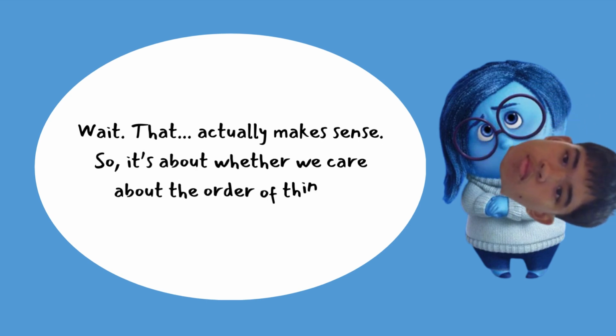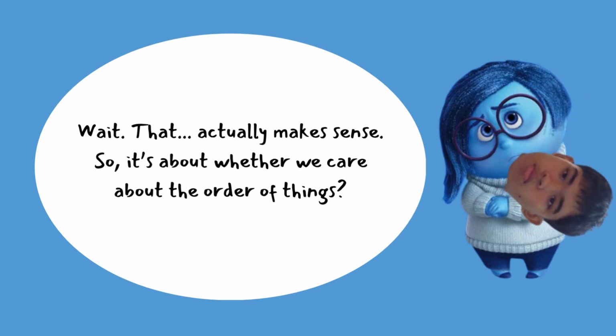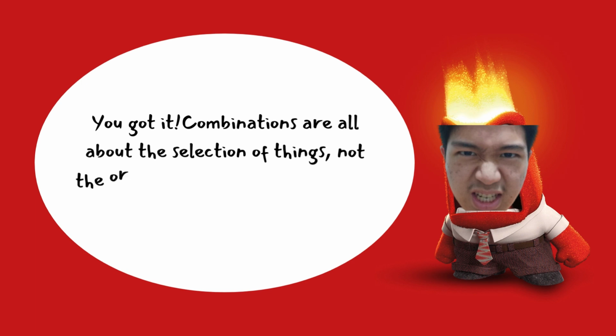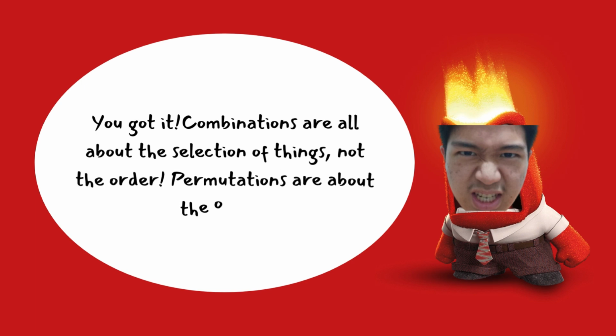So it's about whether we care about the order of things, right? You got it. Combinations are all about the selection of things, not the order. Permutations, on the other hand, are about the order.